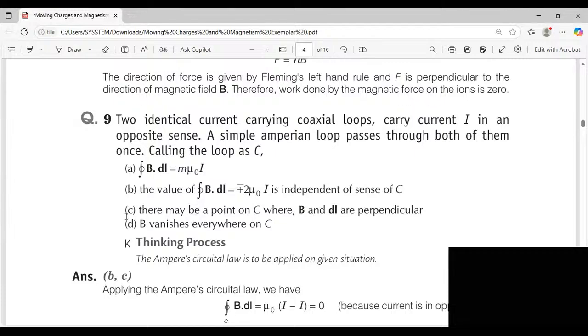Third option: there may be a point on C where B and dl are perpendicular.